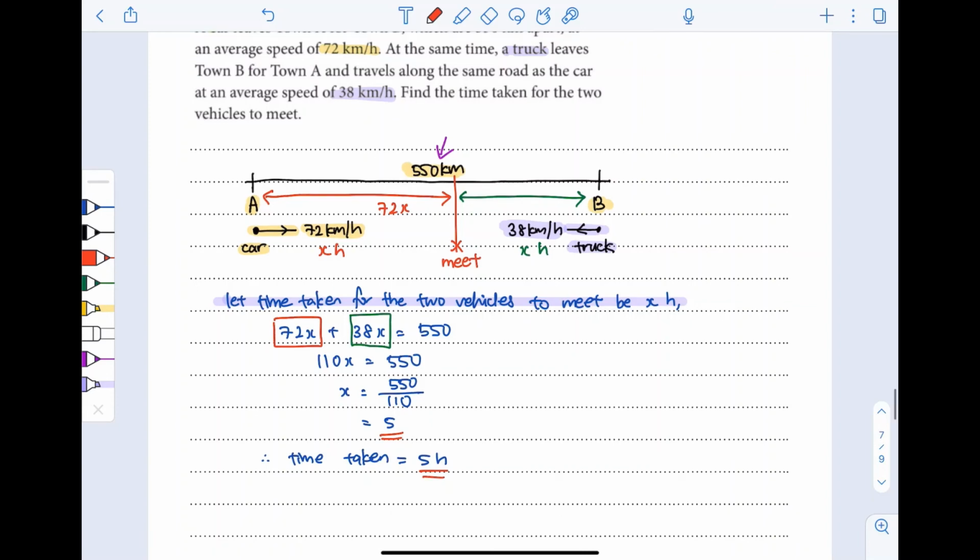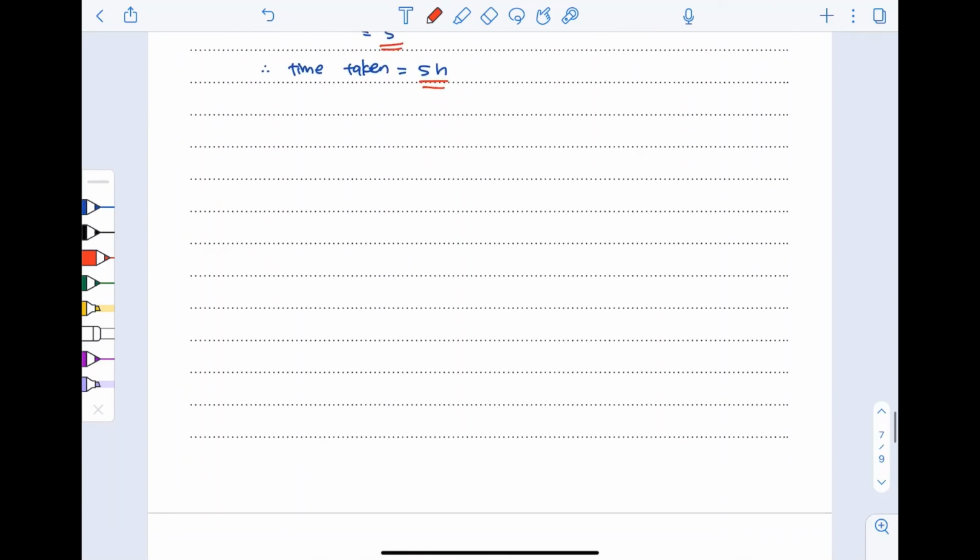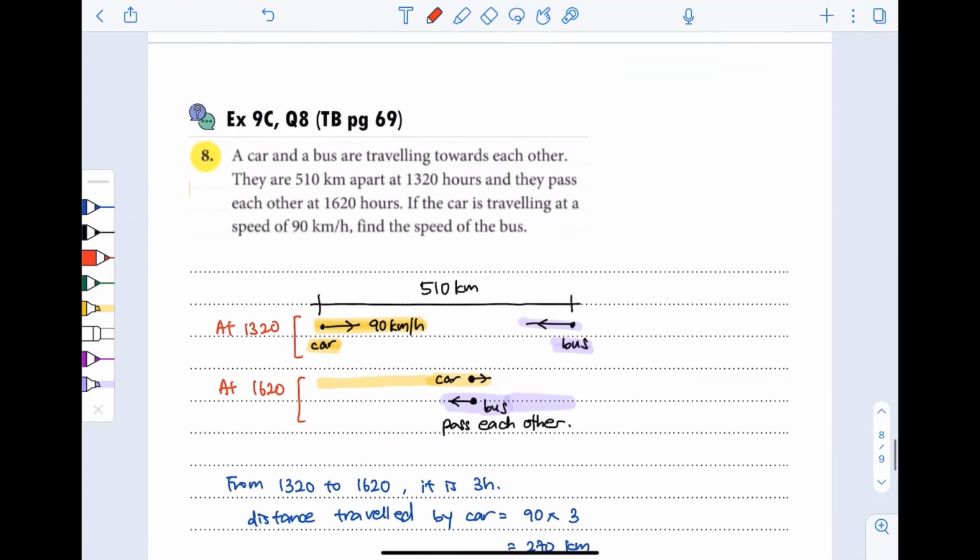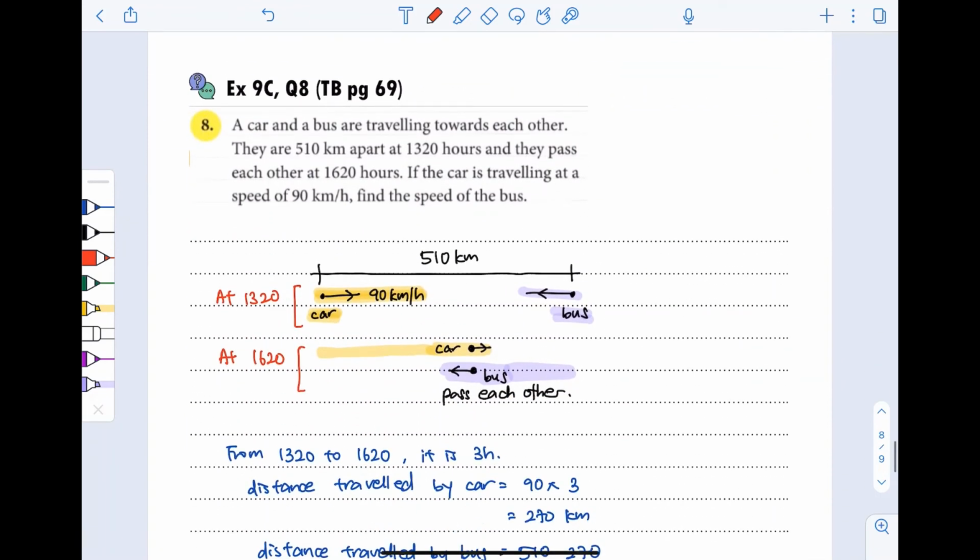We will now move on to our last question for the topic of speed. In this question, it says that a car and a bus are traveling towards each other. They are 510 kilometers apart at 1320 hours, and they pass each other at 1620 hours. If the car is traveling at a speed of 90 kilometers per hour, we want to find the speed of the bus.